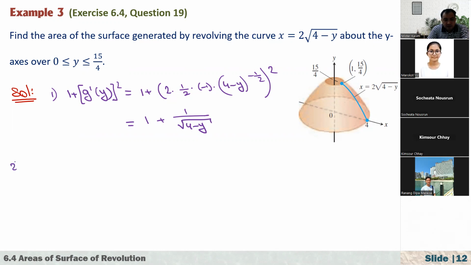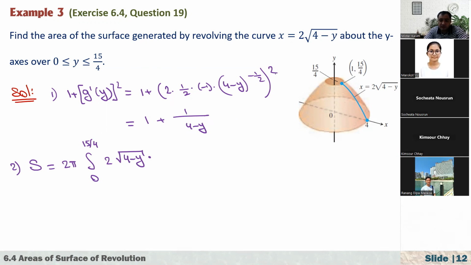Okay, the second step is not direct. I can write the surface area. We have 2 pi, which is a constant, times the integral, and our y is changing from 0 to 15 over 4. So 2 pi, our function is 2 square root of 4 minus y, times the square root of this expression. Is this right?